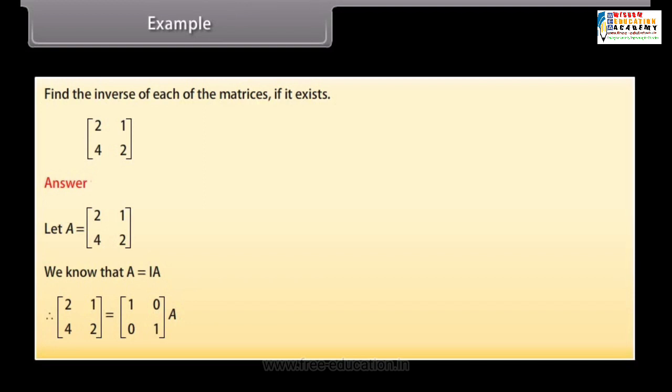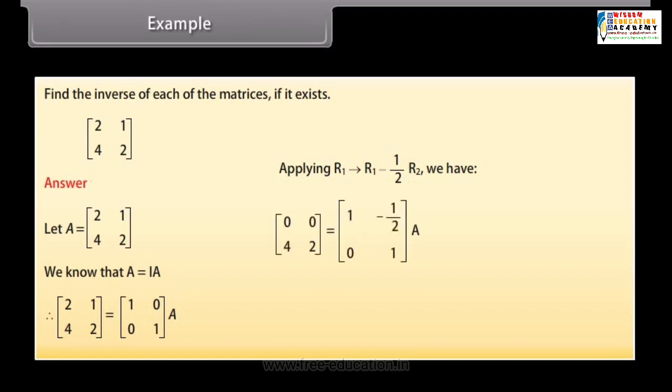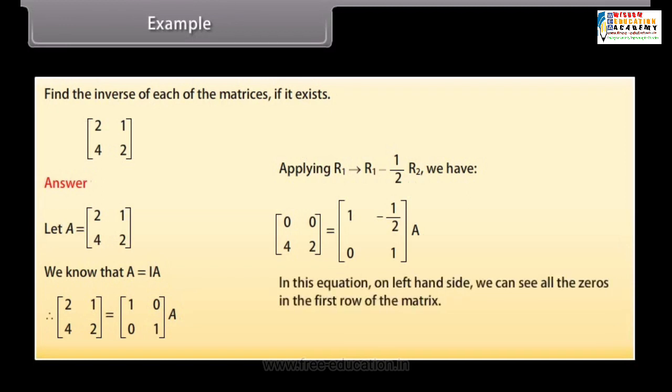Applying R1 changes to R1 minus 1 by 2 of R2, we have matrix row-wise first row 0, 0, second row 4, 2 is equal to row-wise first row 1, minus 1 by 2, second row 0, 1 into A. In this equation, on the left hand side, we can see all the zeros in the first row of the matrix. Therefore, A inverse does not exist.